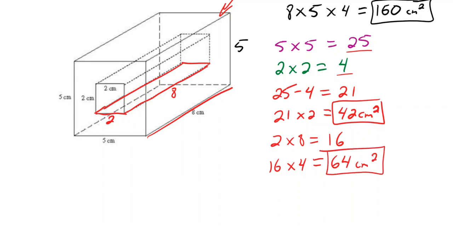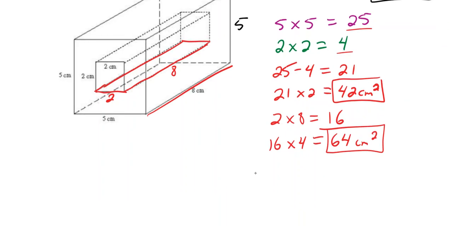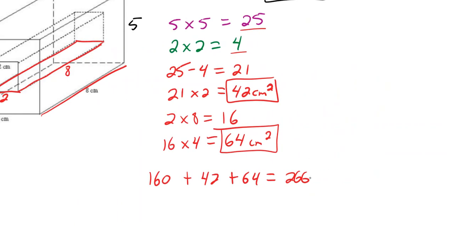Okay, and then last step, add them all up, right? Add everything in the box. So we're going to say 160 plus 42 plus 64 is equal to 266 centimeters squared. And circle your answer.